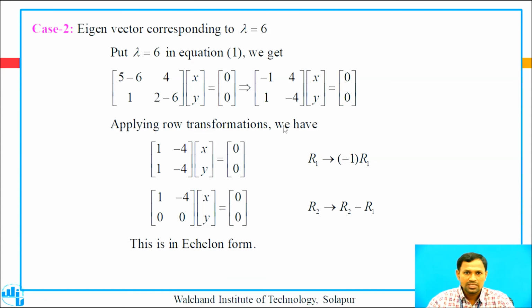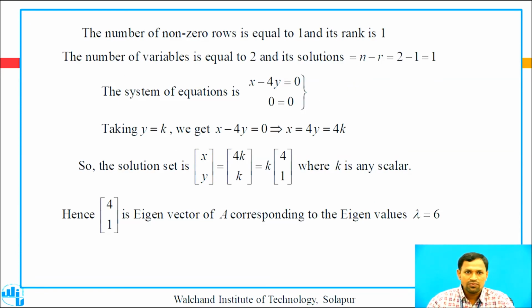Applying row transformations, we have, see this one, the first row can be multiplied by minus 1, that is 1, minus 4, 1, minus 4, into column matrix x y equal to column matrix 0 0. Then we zero out this element, so use the R2 implies R2 minus R1 transformation. 1 minus 1 is 0, minus 4 minus minus 4 equal to 0. See this one, this is particularly in echelon form. The number of non-zero rows is equal to 1 and its rank is 1.